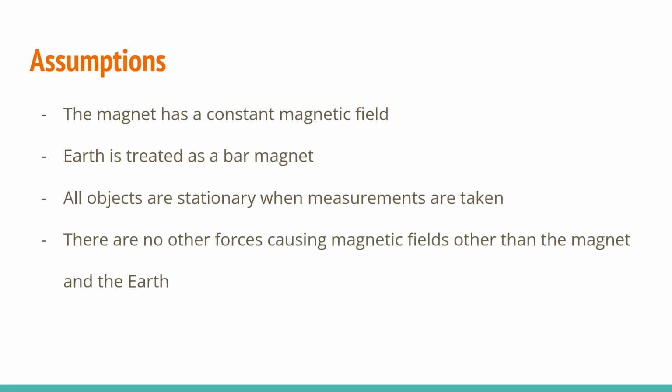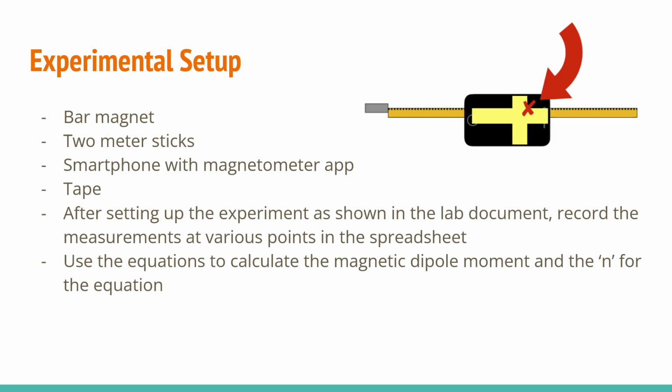In doing this experiment, we have a few assumptions. First of all, we assume the magnet has a constant magnetic field. We assume the Earth is treated as a bar magnet. We assume all objects are stationary when the measurements are taken. And we assume that there are no other forces causing magnetic fields other than the magnet and the Earth.